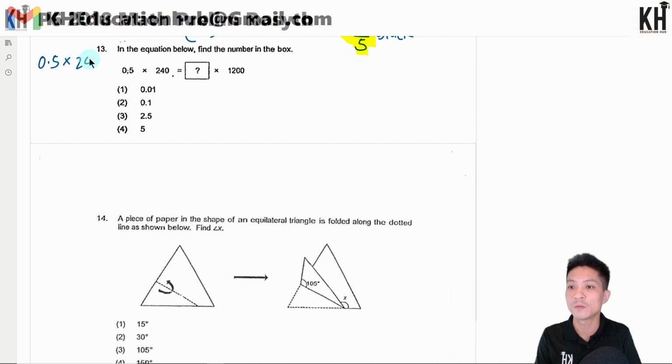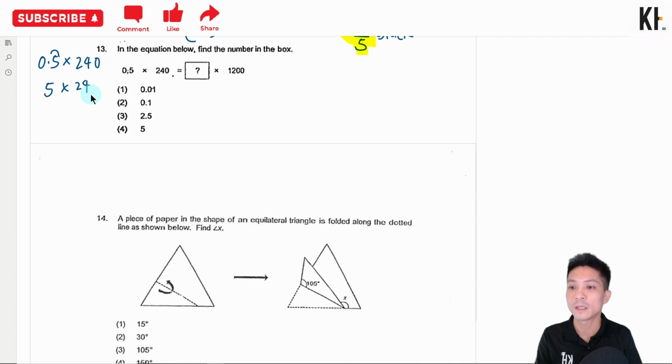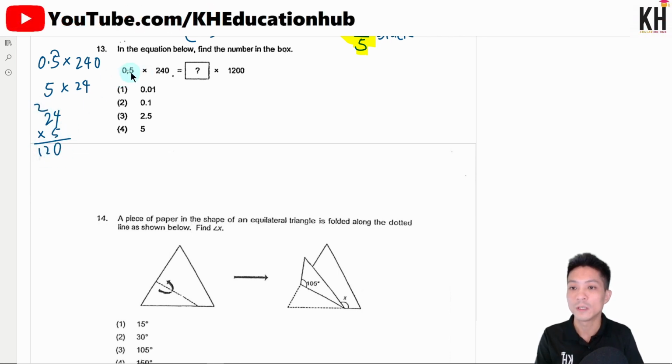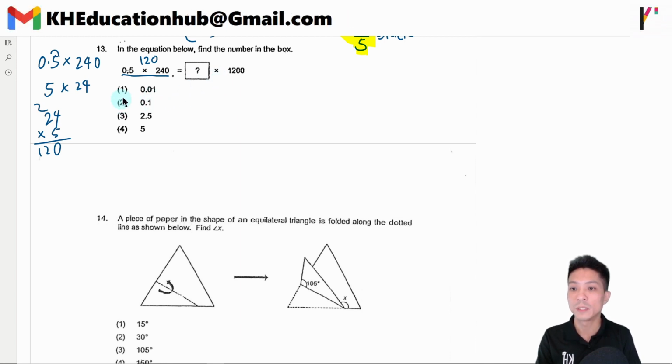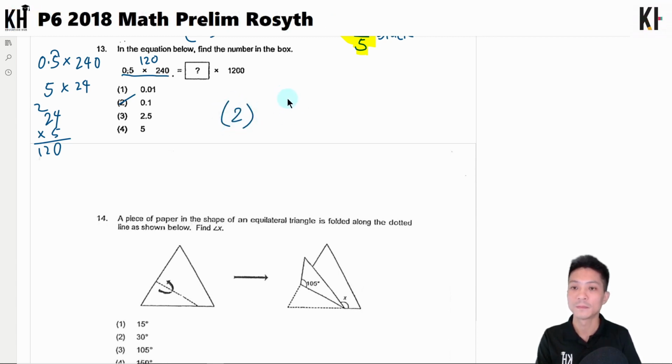0.5 times 240 first. Okay, we can move the decimal over so it becomes 5 times 24. 5 times 24 will give you 120. So this whole thing will become 120. What times 1200 will give you 120? It's got to be number 2, 0.1.